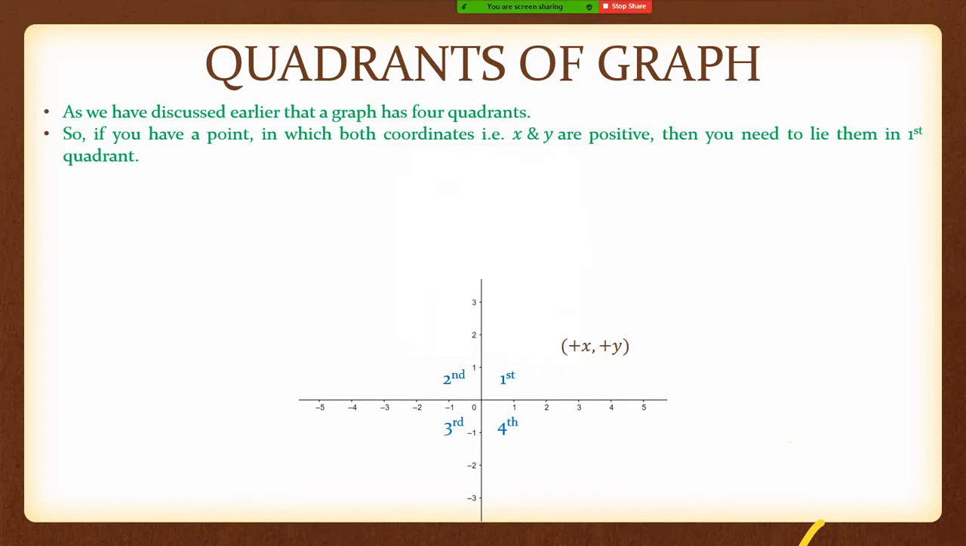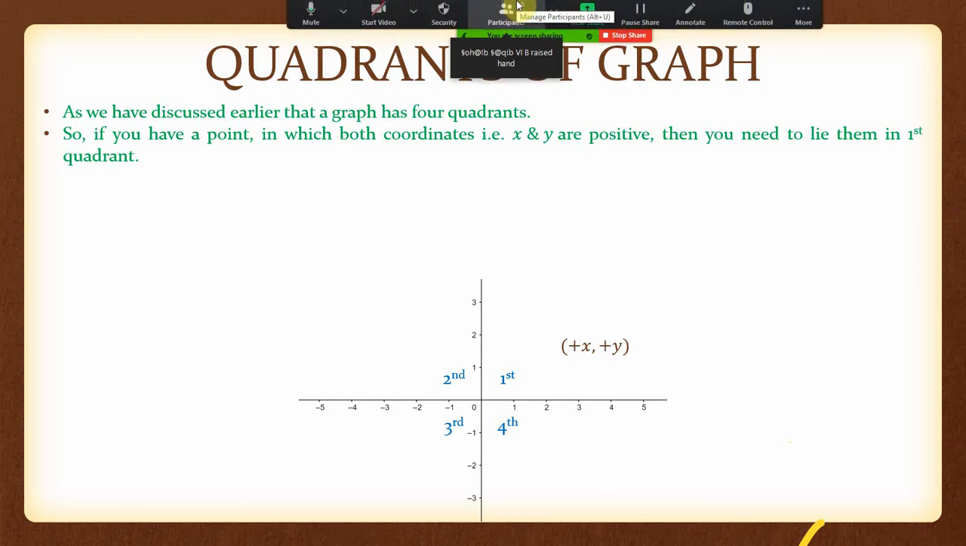Okay guys, moving ahead. So if you have a point in which x or y are positive, it means that particular point must plot in first quadrant. Keep this thing in your mind.